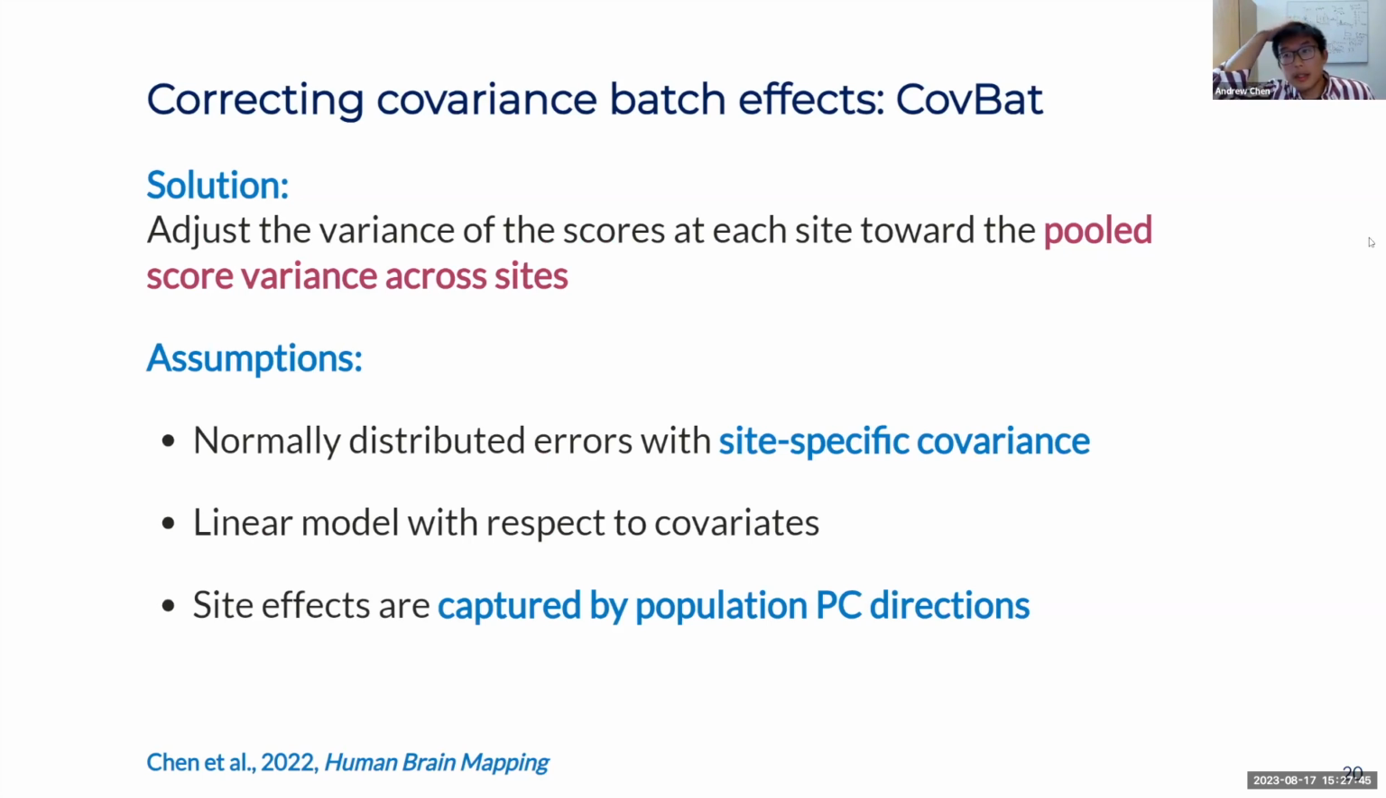And our new method here assumes still normally distributed errors, now with site-specific covariance. We're still maintaining the same assumption of the linear model with respect to covariance. And now we're making an additional assumption that our site effects are captured by population PC directions. So in the paper, we go through and evaluate cases where that last assumption may be violated and assess performance of those cases. For this presentation, I won't have enough time to go through all those details. But essentially I just wanted to highlight that even when the assumption is violated, we still find that CovBat seems to perform quite well.